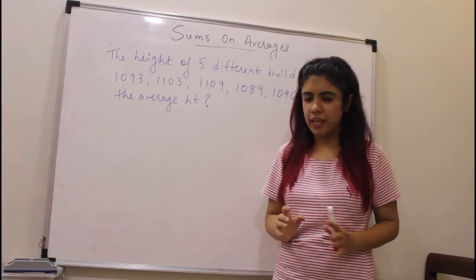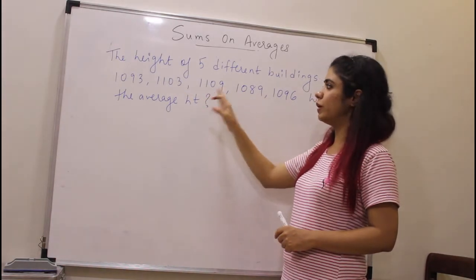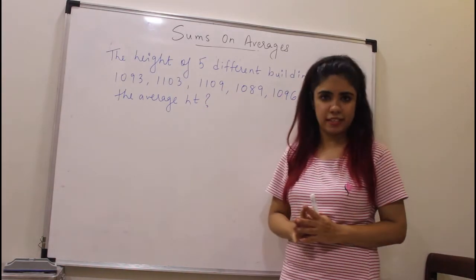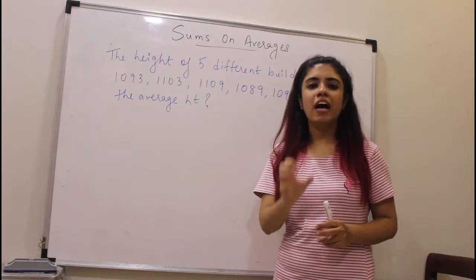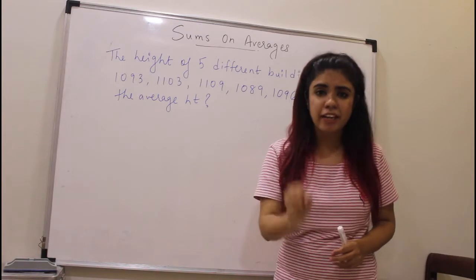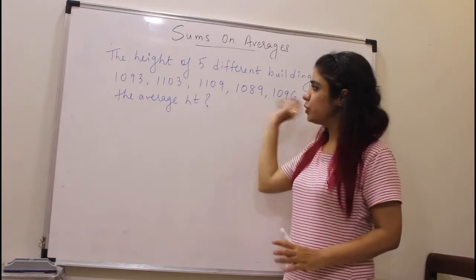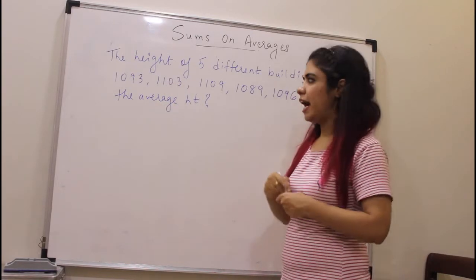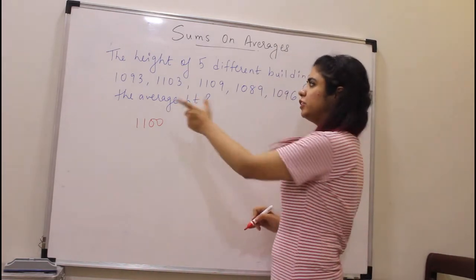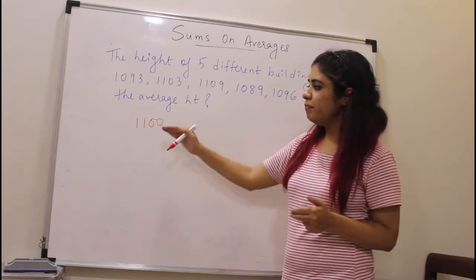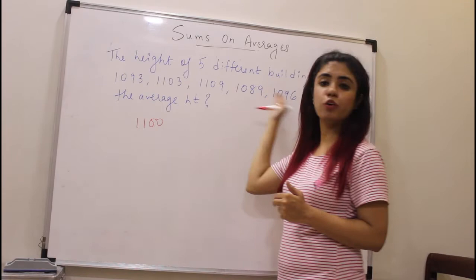Slightly easier. Okay? Observe the numbers very carefully. 1093, 1103, 1109, 1089, 1096. Rather than adding and dividing normally, I would ask you to pick any random number which is close to all of them. Take any number which is close to all of them. Let's say I pick 1100. Okay? You can take any number, does not matter. Just make sure it is close to all of them. I have picked 1100. Now I will find the relation of 1100 with each of these numbers.